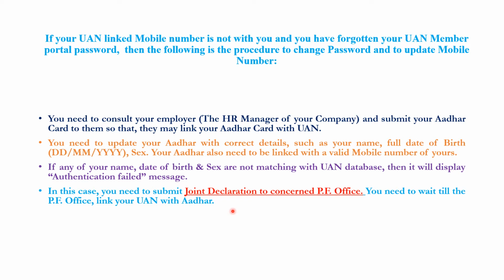For that purpose, I am explaining once again. You have to give your UAN number and your Aadhaar card to your employer. Then the employer will try to link your UAN with Aadhaar. If everything is matching, then Aadhaar and UAN will get linked there itself. If any of your name, date of birth and sex are not matching with the UAN database, it will display an authentication failed message. If that message is displayed, you have to submit your joint declaration to the concerned PF office. Then you also have to wait till the PF office links your UAN with Aadhaar. This is the most important thing.